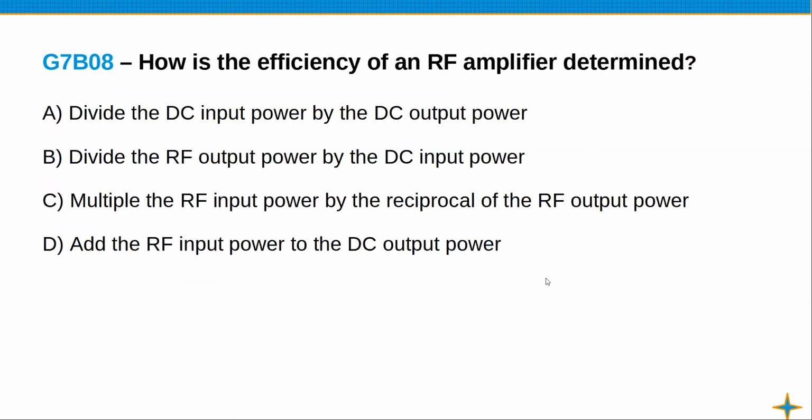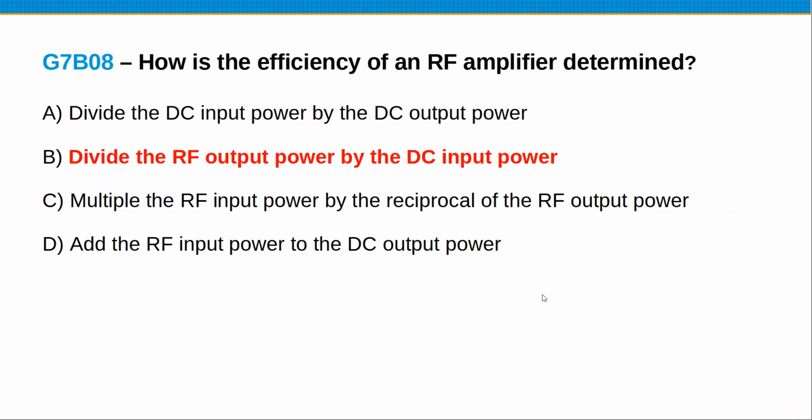How is the efficiency of an RF amplifier determined? Remember we talked about the efficiency of a 100-watt transmitter amplifier? The output power by the input power. That's how you normally do efficiency for anything. Output divided by the input.